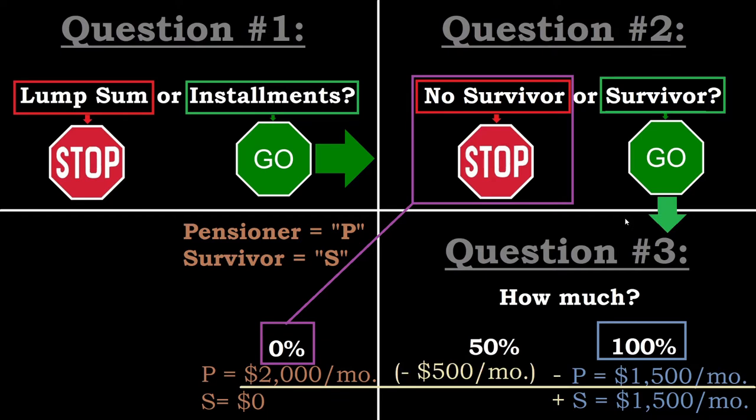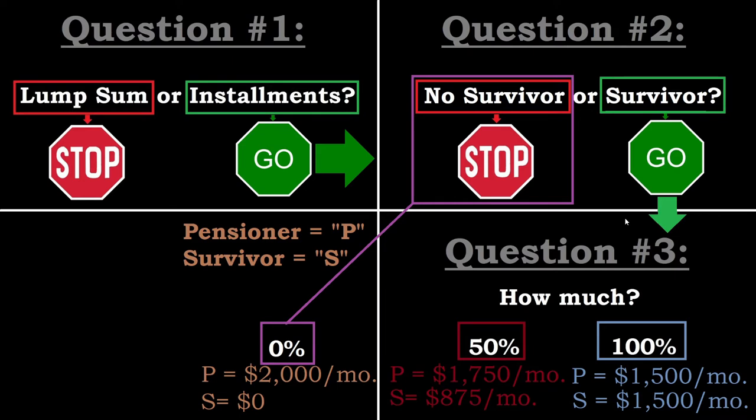Once again, these numbers I'm simply making up for this example, but that's the way survivorship normally works, which often pushes somebody to do a middle of the road option. So for example, on 50% survivorship, the pensioner might be offered $1,750 a month, and the survivor might get half of that in the event that the pensioner dies, which would be $875.